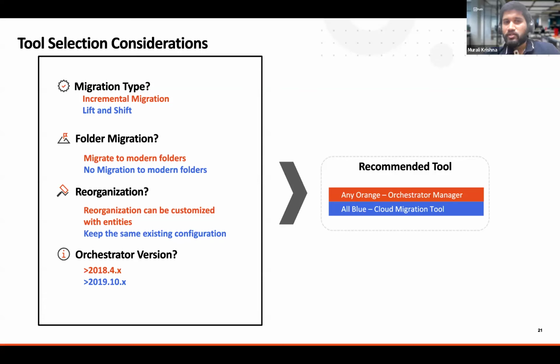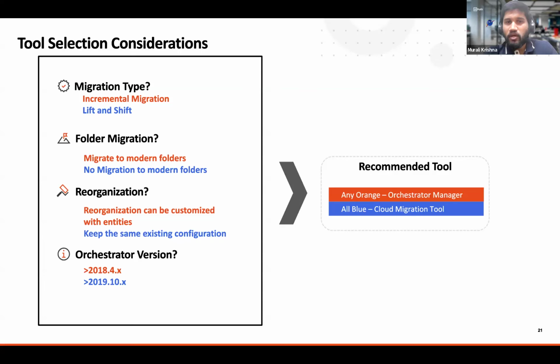And coming to reorganization, why is reorganization required? There are certain scenarios, like I explained. The customer wants to customize their plan. They don't want to migrate their folders to modern in the on-premises, but they want to migrate to the cloud. In those cases, a reorganization can be customized with the entities as explained in my previous slide with the orchestrator manager.